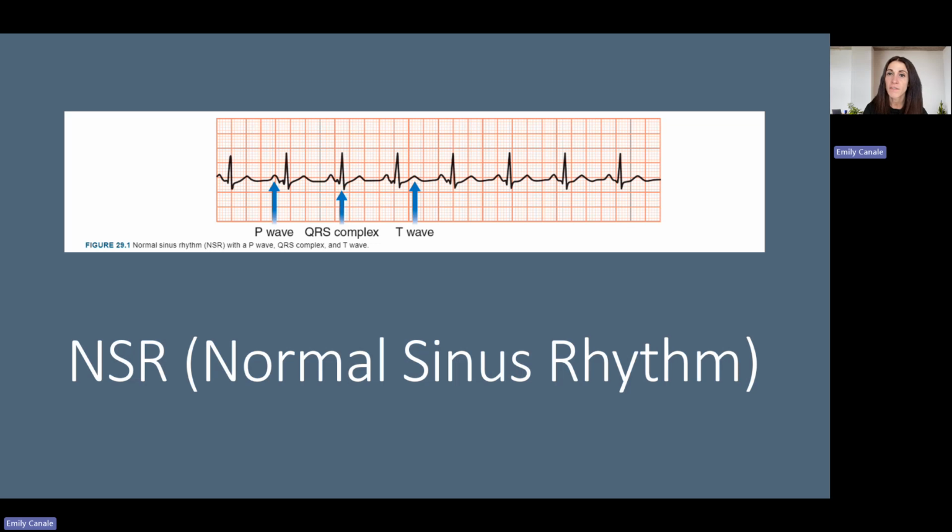In order to identify a dysrhythmia, you really need to be able to identify normal sinus rhythm and what that looks like. This is what we would hope to see. Again, you can see different measurements here. You can see the P wave, that is right here. You can see your QRS complex right here, and you're going to see a T wave.